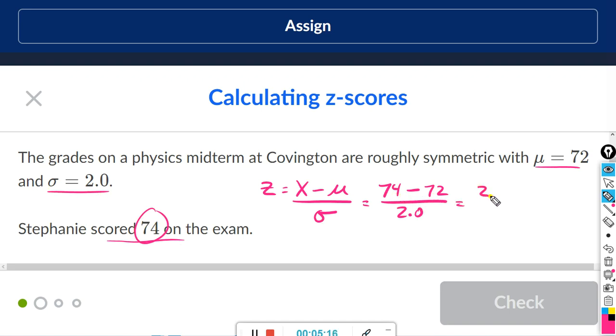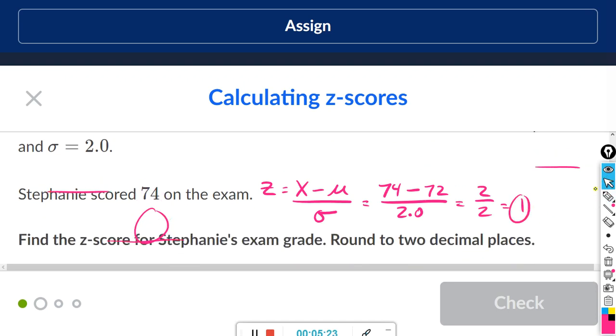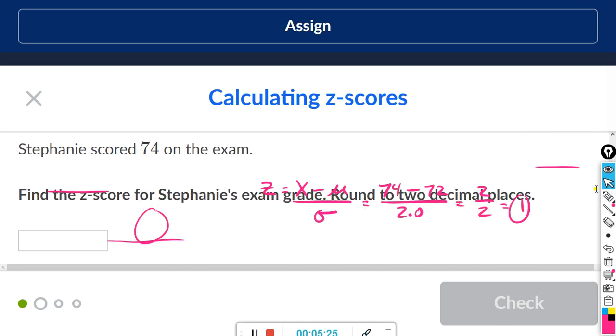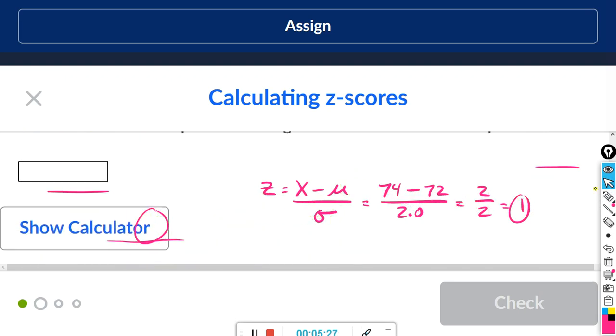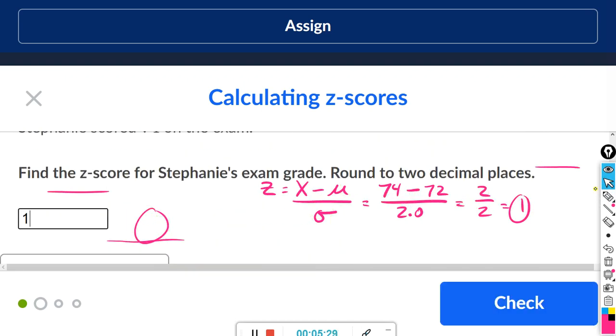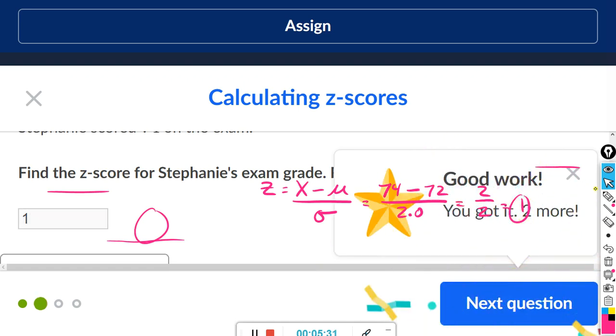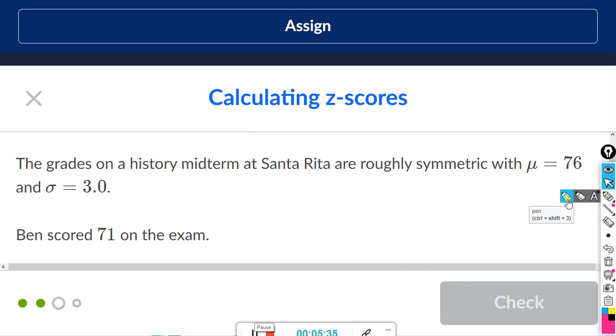74 minus 72 is 2, divided by 2 is just 1. So the z-score is just 1. It says round to 2 decimal places, but it's exactly 1, so we can just type 1. All right, I'll do one more. It looks like these are all the same.